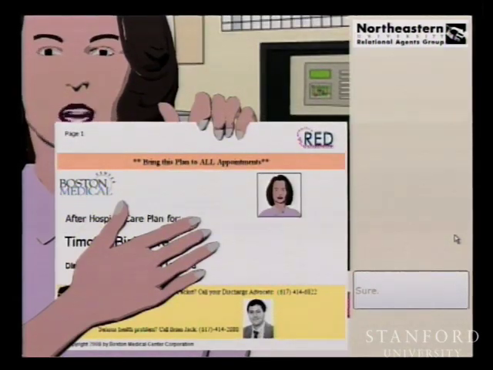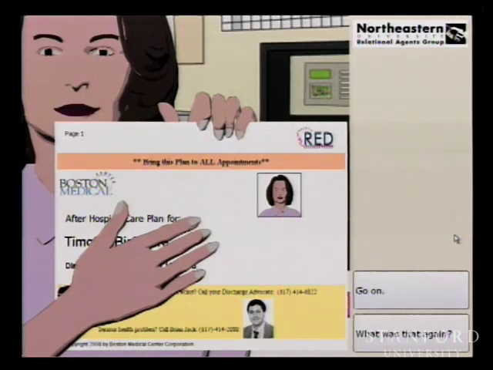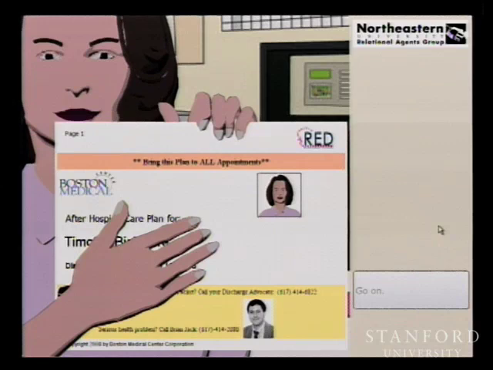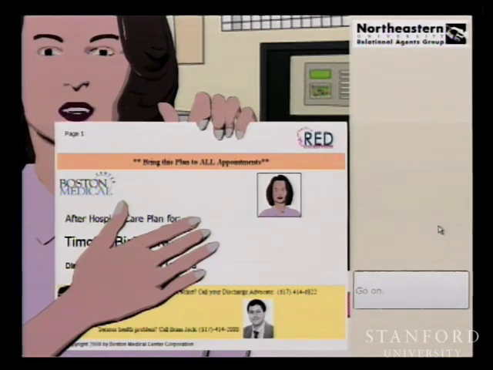It looks like you are going to be leaving the hospital soon. I know you must be looking forward to leaving the hospital, but before you go, I want to review some information with you. This is a care plan that we created just for you. Remember to bring this booklet with you to all of your doctor's appointments.